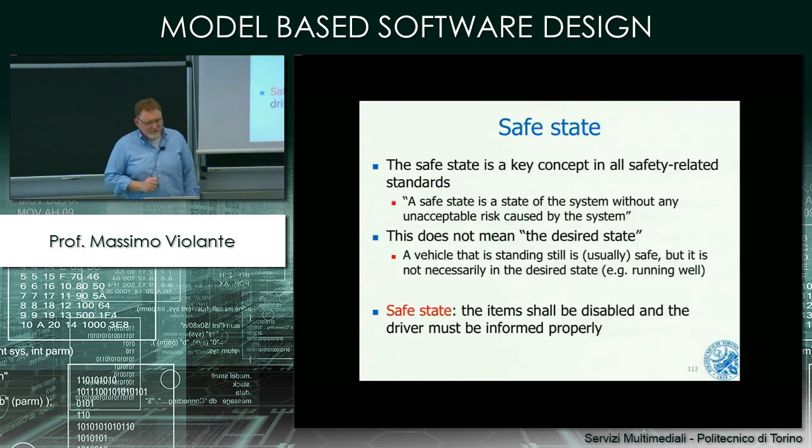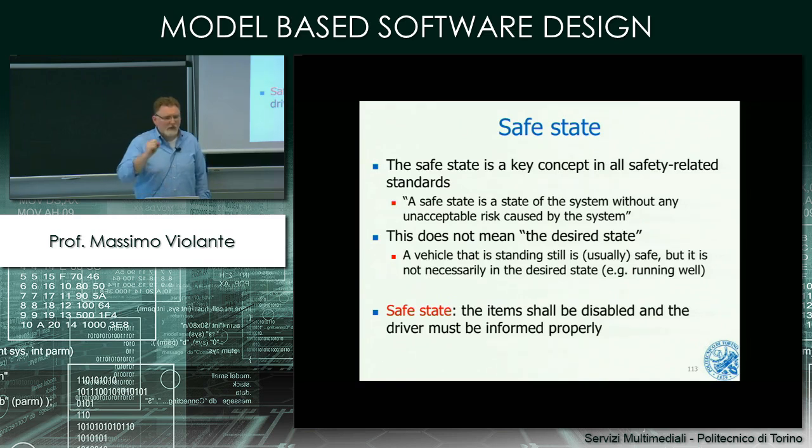The safe state is a state in which, even if the item is not providing the intended functionality, the functionality provided is not harmful. The item is not working, but it is not giving me a misbehavior that could harm somebody. The item is not able to measure the distance because it recognized that the sensor is broken.